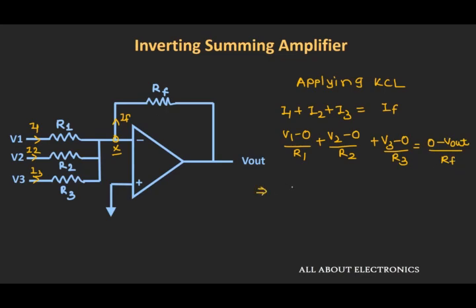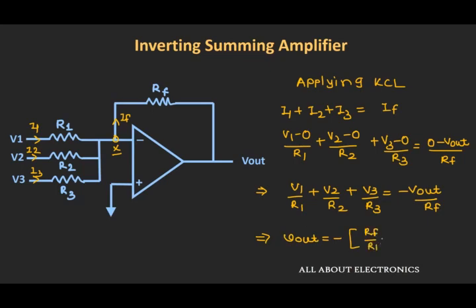So if we simplify this expression, then we can write it as V1 divided by R1 plus V2 divided by R2 plus V3 divided by R3, that is equal to minus Vout divided by RF. And if we further simplify it, then we can write it as Vout, that is equal to minus RF divided by R1 times V1 plus RF divided by R2 times V2 plus RF divided by R3 times V3.